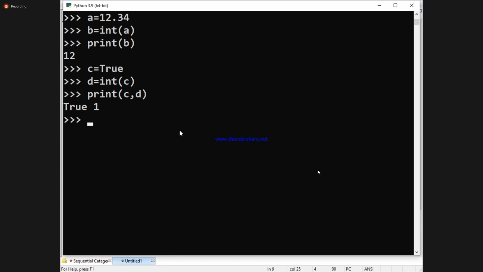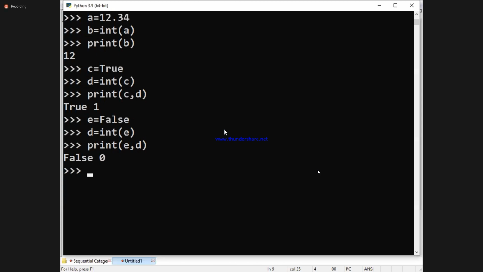See the answer. What is that? True and what? 1. Next, E is equal to what here? False. Come on, fast. E. Print what? E comma D. What is the result? False comma 0.